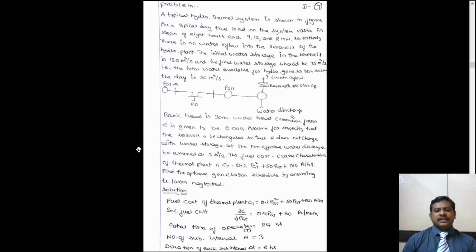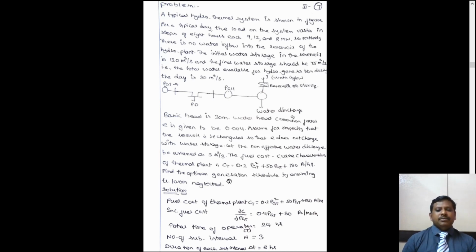The fuel cost characteristic of the thermal power plant, CT, is given as 0.2 P square GT plus 50 PGT plus 130. This we have already seen, the algebraic second-order equation AX square plus BX plus C, because we got this from unit 1 also, because the load is not a linear load. Always the load will change. Load is not on the generation side. So here CT is equal to the equation AX square plus BX plus C. So this is your CT.